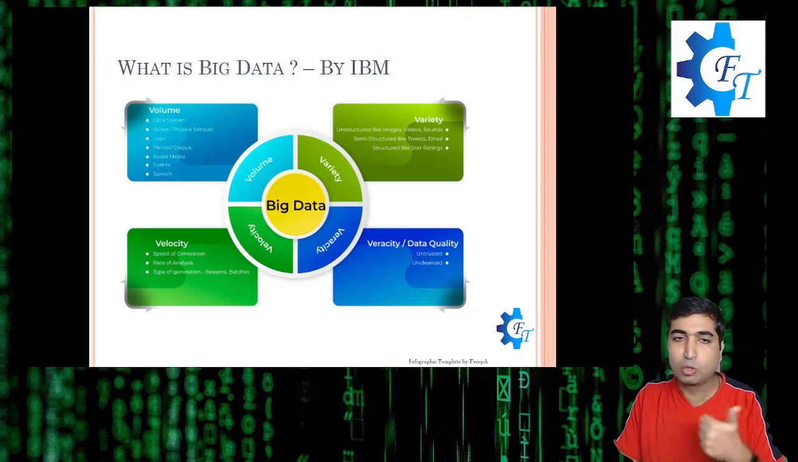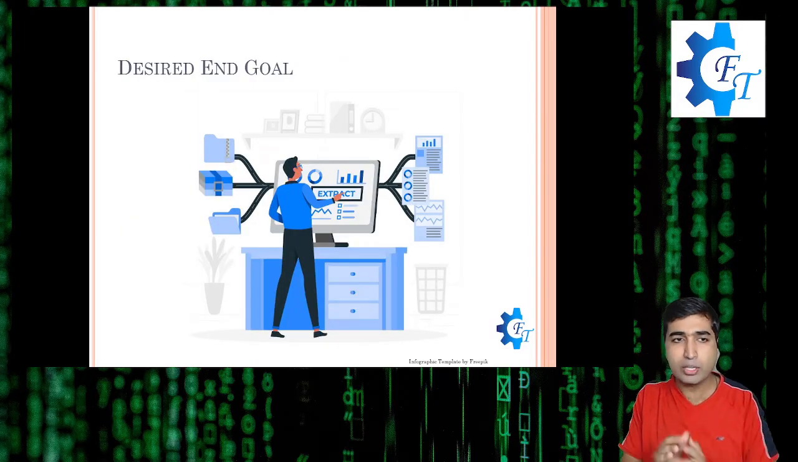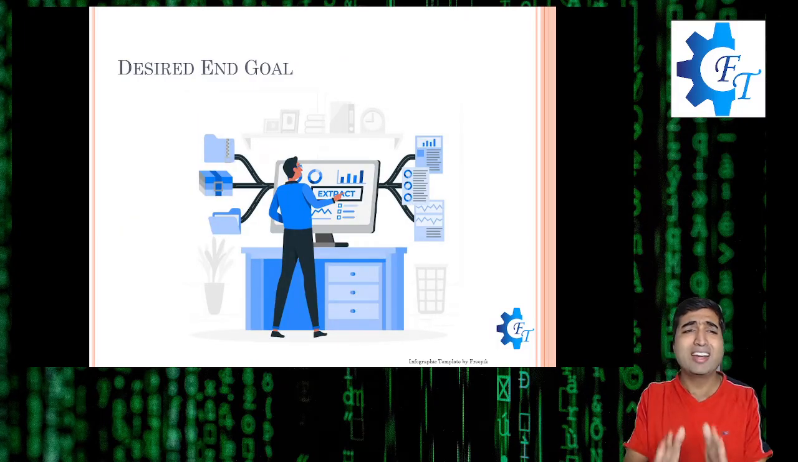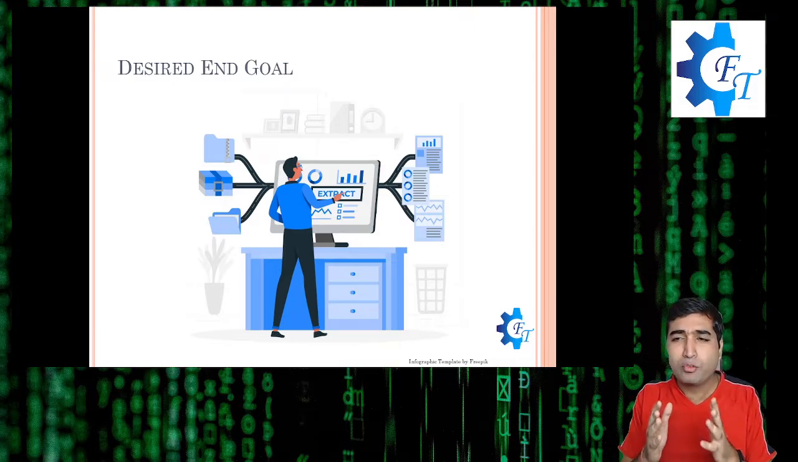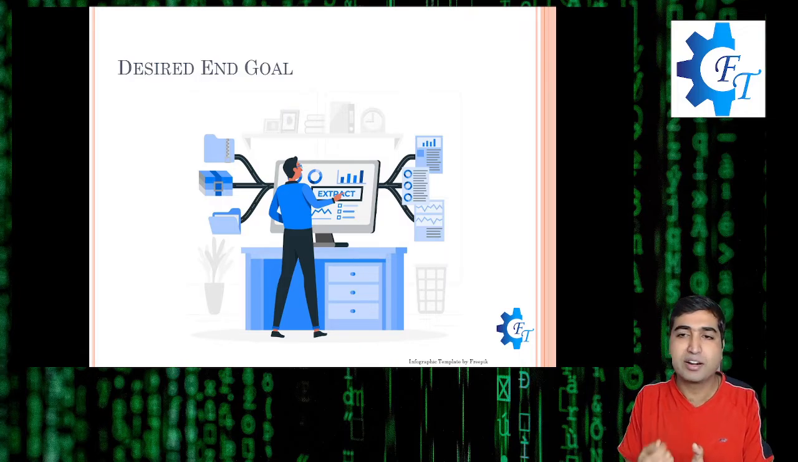So we talked about volume, variety, velocity, and veracity. These are the 4 V's that really define big data. Okay, now you would say, Sandeep, what is our end goal? You're talking about data explosion, but what is our end goal? How can we leverage this data, and how can we make meaning out of this data so that we can understand more with respect to the desired result?